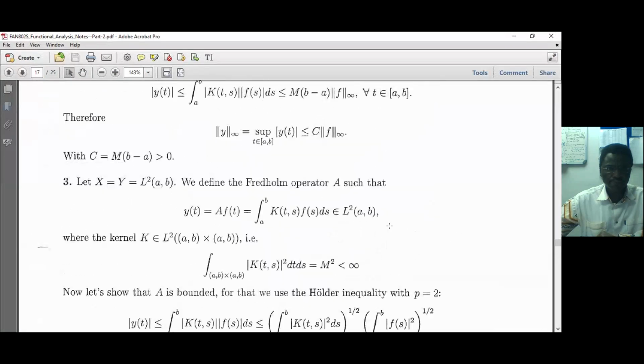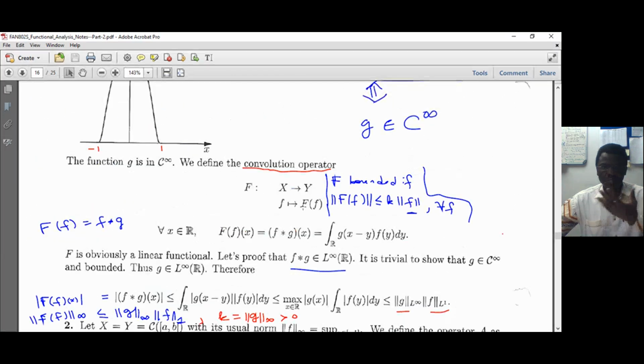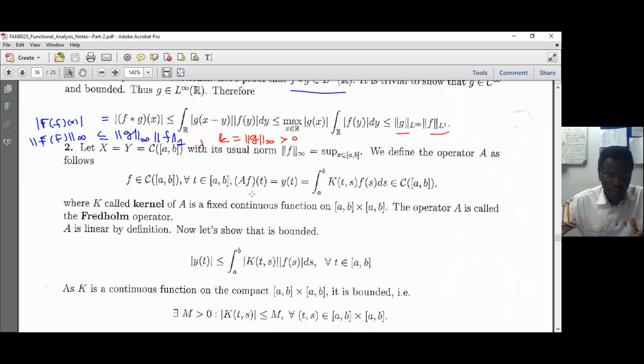Analysis class. Today we are going to proceed with where we stopped last time. Last time, we tried to see how you can show that a given operator is bounded, that is, continuous. We looked at example 1 and then example 2, which is about the Fredholm operator.